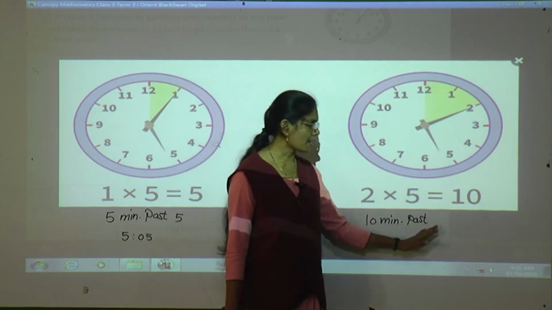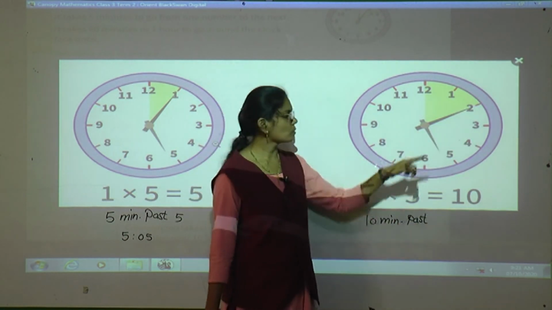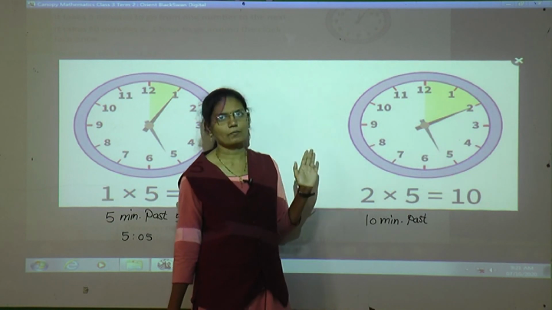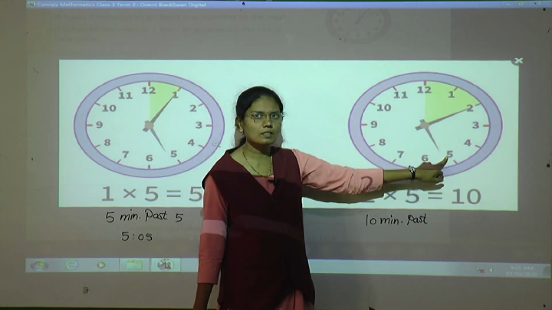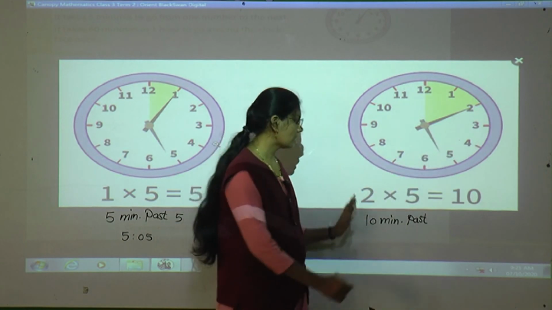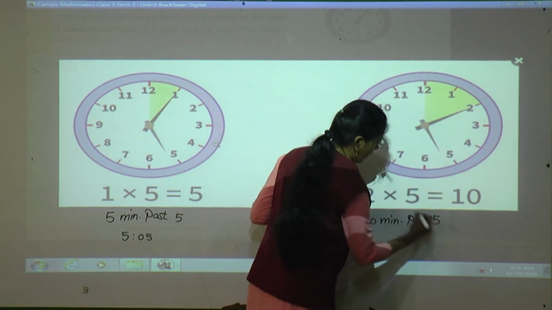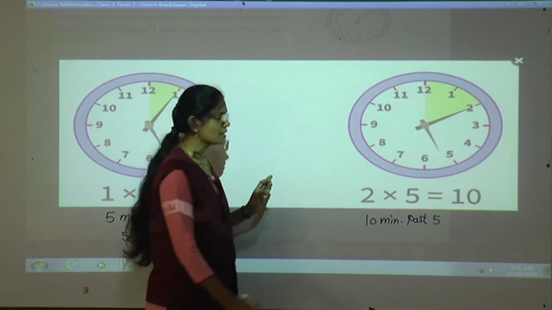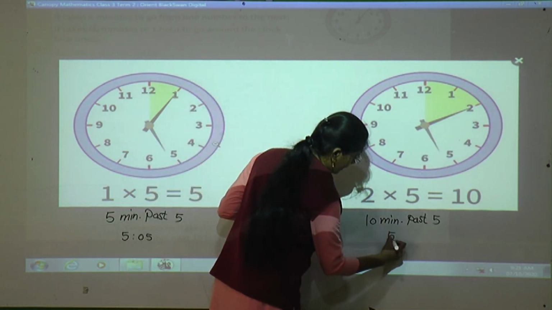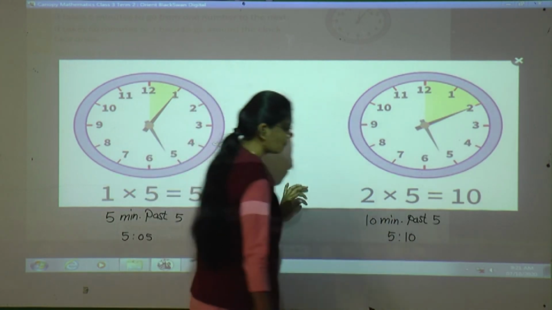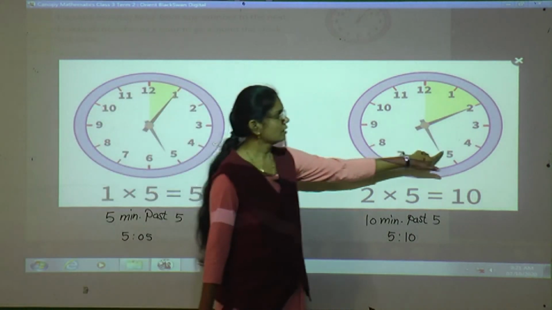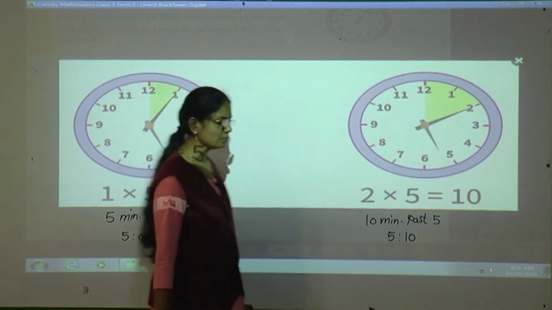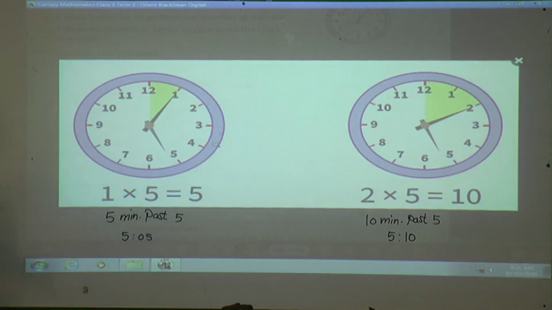Now you have to see where the hour hand is. It is on 5. It has crossed the 5 number a little bit. So 10 minutes past 5, means 5:10. What is the time? 5:10. Clear? Now see the next.